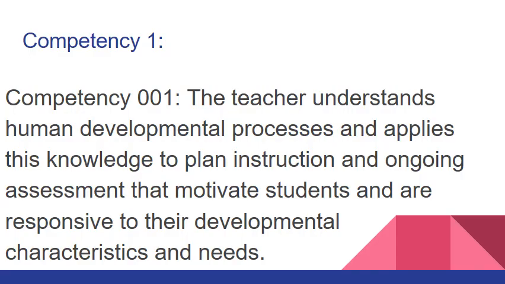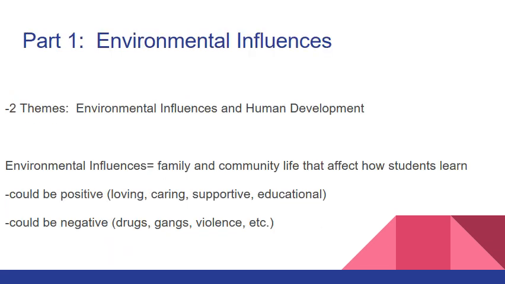Competency 1 states, the teacher understands human developmental processes and applies this knowledge to plan instruction and ongoing assessment that motivate students and are responsive to their developmental characteristics and needs. Competency 1 has two central themes: environmental influences and how they affect student learning, as well as overall human development. Let's begin by discussing environmental influences.